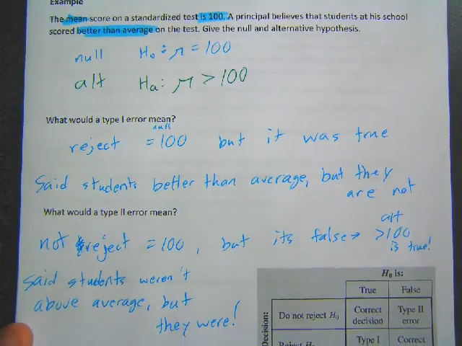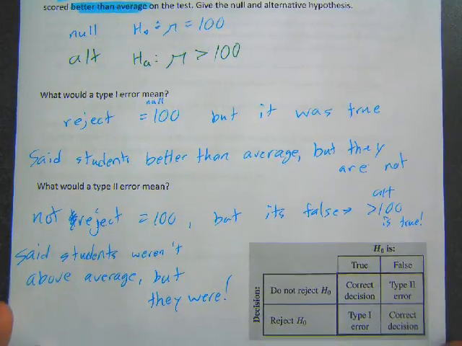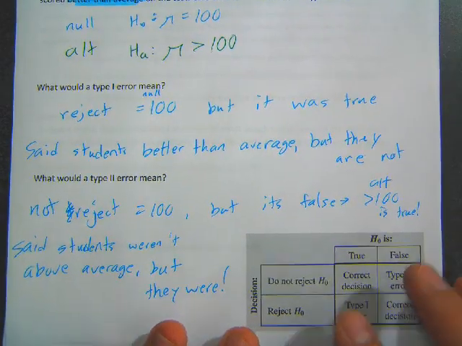So again, big deal. Maybe not quite as big a deal as the first one because he's probably not going to lose his job with that. He's saying, oh, I couldn't show that they really were above average, but he should have been able to. They actually were, and he just wasn't able to show that. So those are two things. So this chart kind of shows the idea of what's going on.